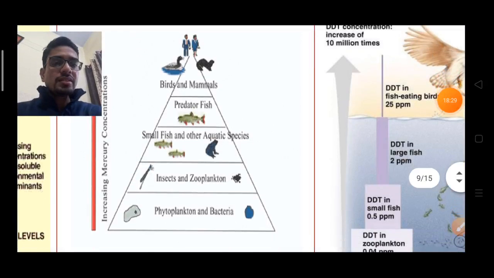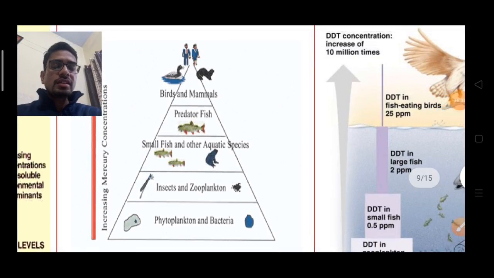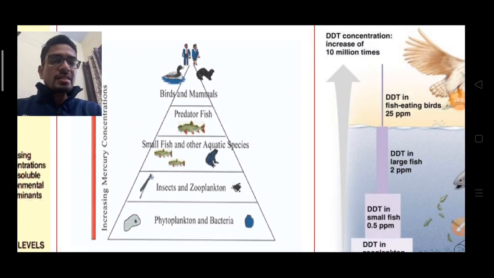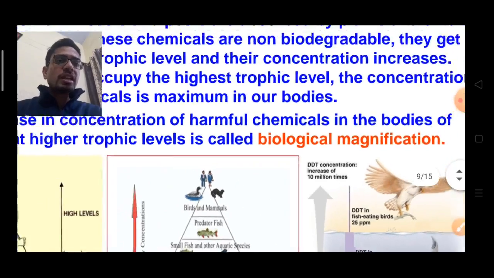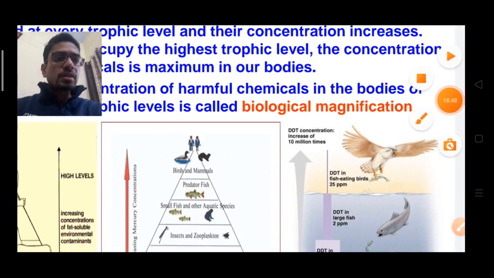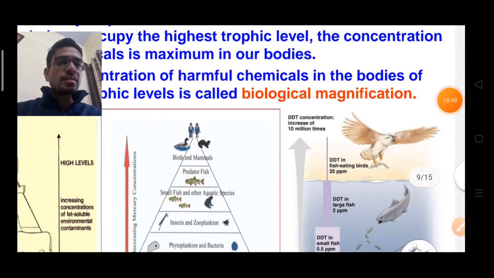As you can see in this trophic level pyramid, humans are at the highest trophic level, then phytoplankton, then insects, then fishes. Okay, and humans may be both herbivores and carnivores. So these chemicals get accumulated in our bodies. This is called biological magnification.